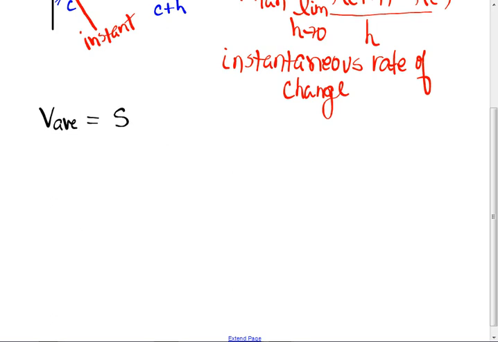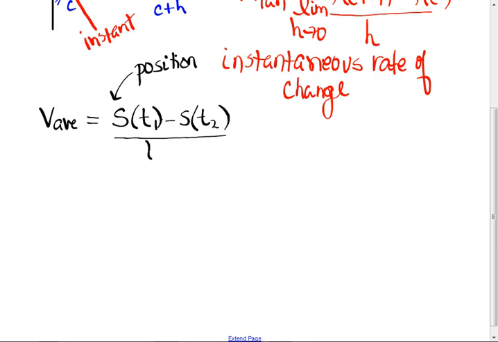You find your position, that's position. And some people don't like the fact that I use an S, but that has been accepted in the math community. So we're stuck with it. Yeah, well, you'll get used to it. It's the position at T1 minus the position at T2, it's just the slope, divided by T1 minus T2.